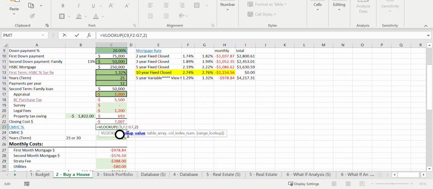It's going to look at the first argument. The first argument is, let's look up something. What are we trying to look up? I'm trying to look up the CMHC percentage. On what? So I'm going to look up the percentage right here. I'm paying 20%. So let's look it up.